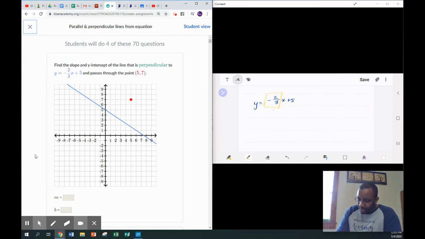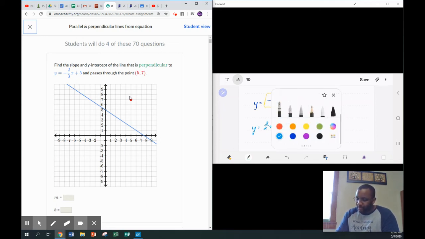So I could say perpendicular to this. Remember, it's opposite reciprocal, so I could say it's +3 over 2. That would be the perpendicular slope, right? So my new equation is going to be y equals 3/2 x plus, I don't know what this is. But they told me, if I look back at this picture, that this point (5, 7) is on the line.